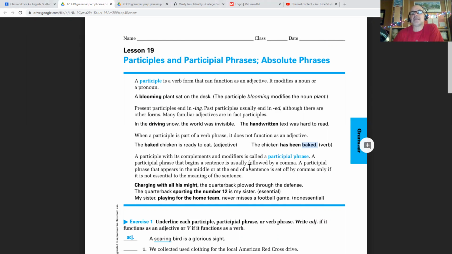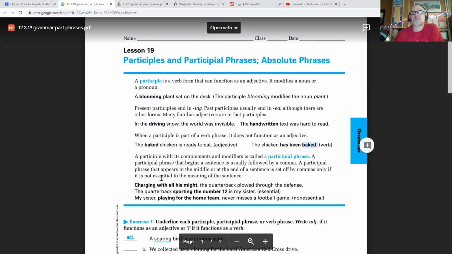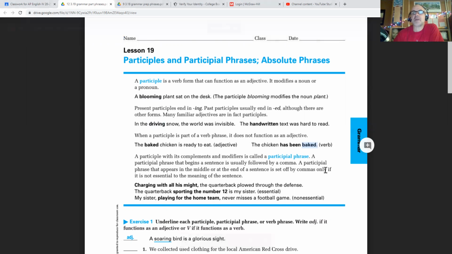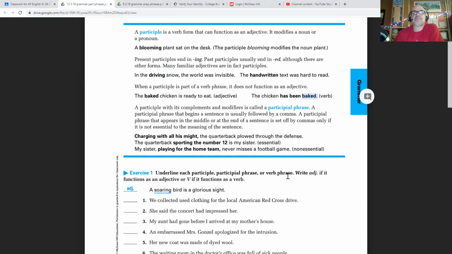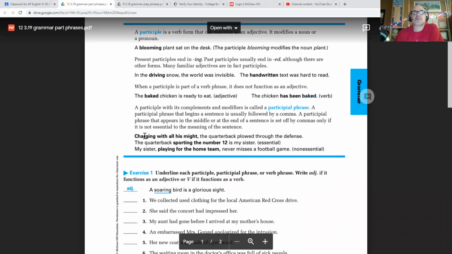All right, so a participle with its complements and modifiers is called a participial phrase, okay? A participial phrase that begins a sentence is usually followed by a comma. A participial phrase that appears in the middle or the end of the sentence is set off by commas only if it is not essential, inessential to the meaning of the sentence. Examples, charging with all his might.